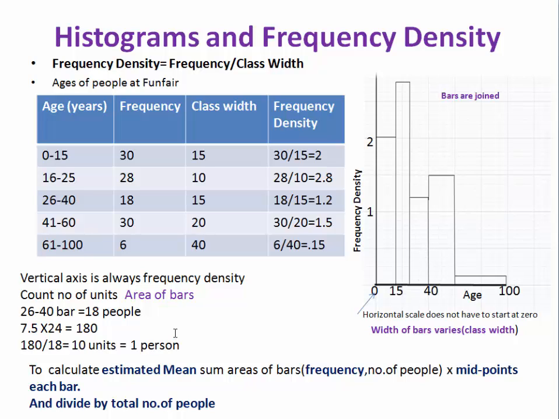To calculate the estimated mean, we get the frequency, so that's the number of people, and multiply by the midpoint, so we need to find the midpoints of the class widths, so the midpoint here, here, here, here, and here, and then divide that by the total number of people.